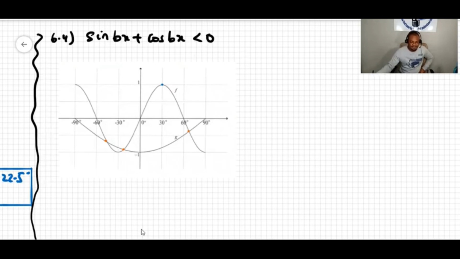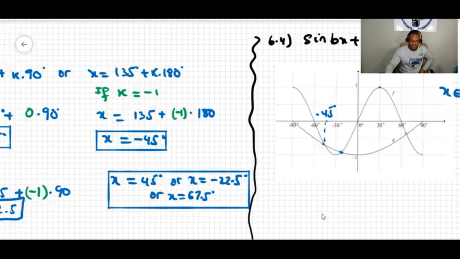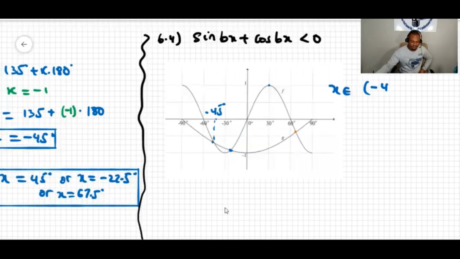We can see that over here x is between this and this interval. This is why the sum is less than 0. So we can say that x is an element of the interval from -45 degrees, because over here we found it was -45 degrees from the previous question. To, over here it must be -22.5, and there we had positive 67.5.